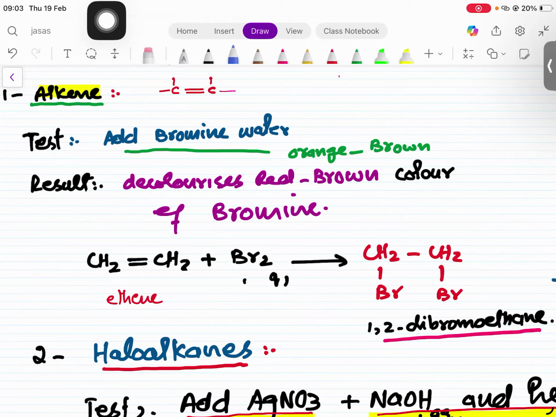What about the haloalkane? How to identify the haloalkane? Bromine is either orange brown or red brown in color.